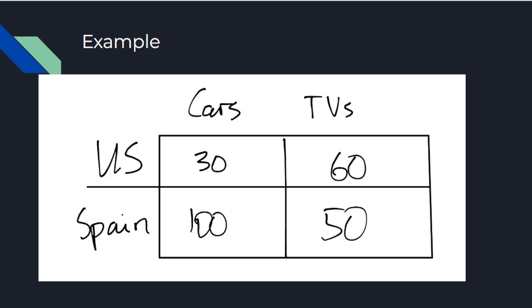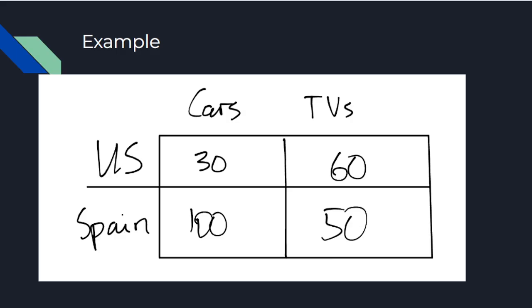producing TVs. As for comparative advantage, the opportunity cost for producing a car in Spain is one half of a TV, while the opportunity cost in the US of producing a car is two TVs, which means that Spain has a comparative advantage in producing cars, since it has a lower opportunity cost. Using the same logic, we will find that the US has a lower opportunity cost of producing TVs, so it will have a comparative advantage in producing TVs. This means that the US will export TVs to Spain, and Spain will export cars to the US.